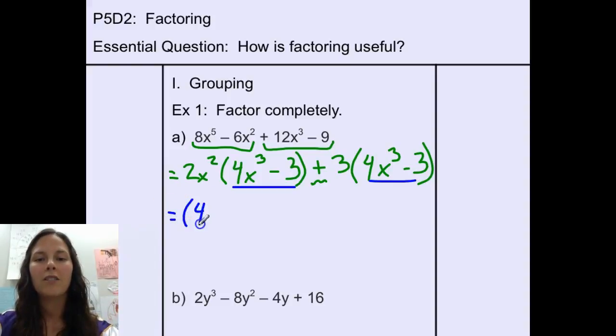So I'm going to factor out the GCF again. What's left from the first term is 2x squared. What's left from the second term is a positive 3.